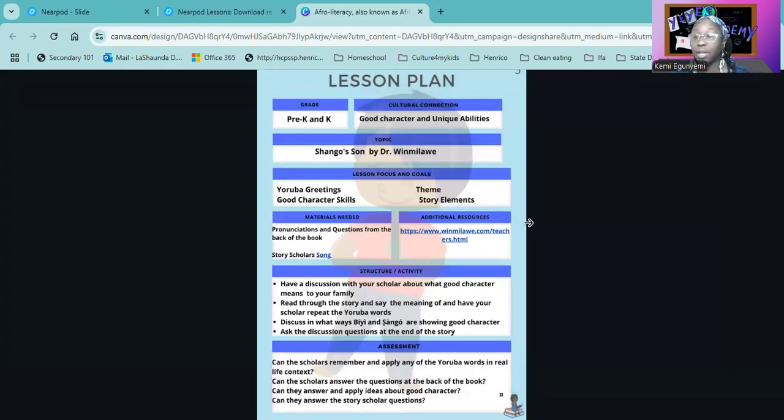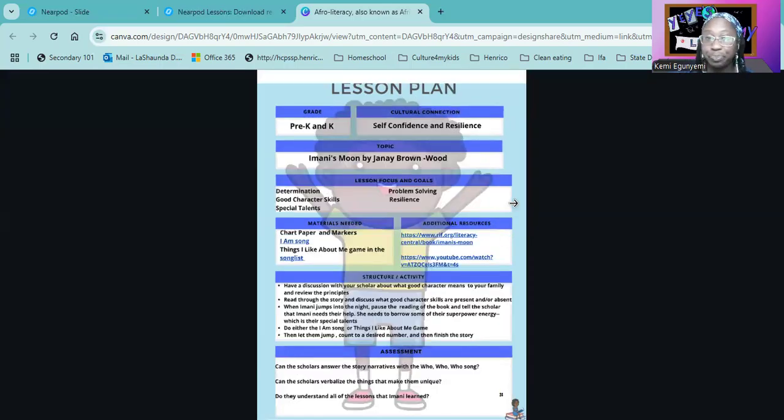And this is on top of the other strategies that we've already talked about, right? So you can use this book in so many different ways. Start with making connections, visualizations, going through all of those things, mapping out the story, then going into good character and answering the questions at the back of the book.